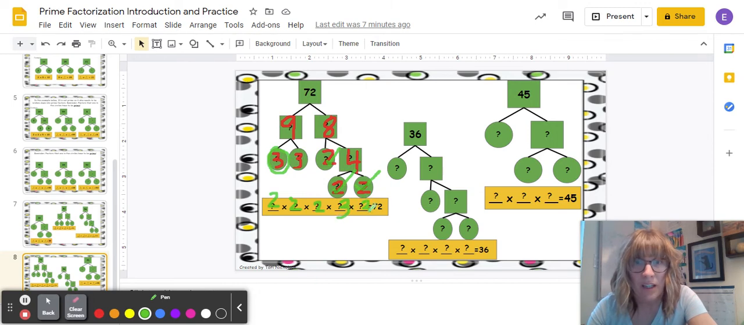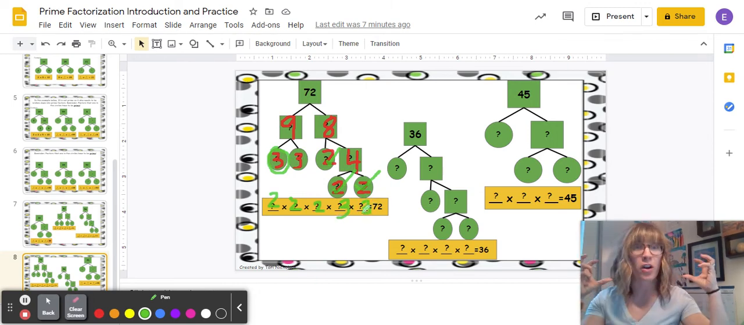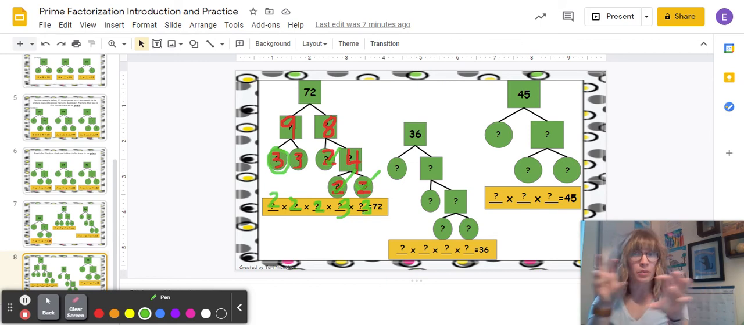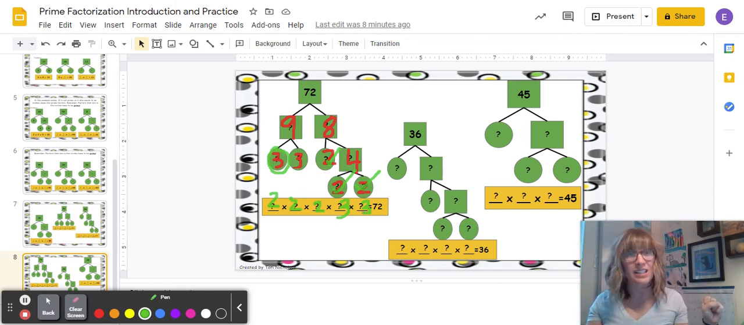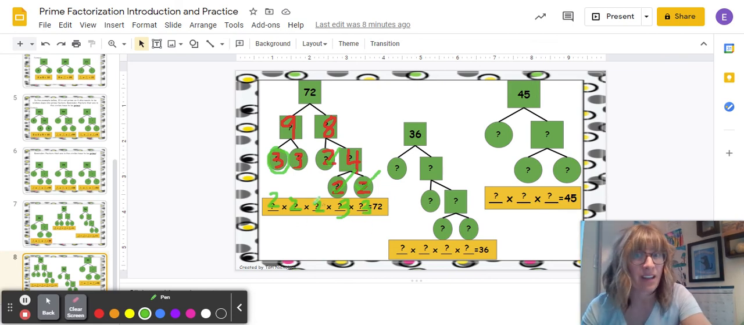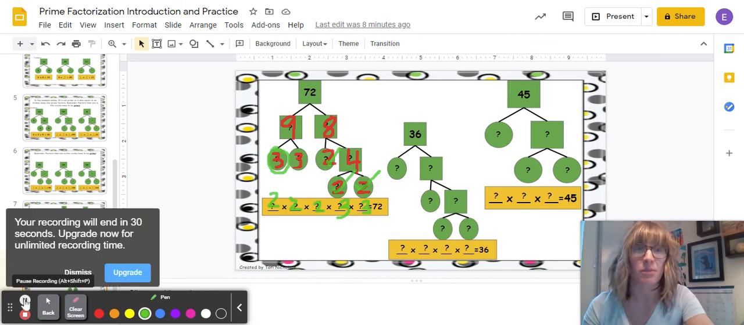So this is the specific string that no matter which order you multiply them in, if you went from biggest to smallest or whatever, when you multiply 2 by 2 by 2 by 3 by 3, every time you're going to get 72. So this composite number of 72, its specific prime string is this right here, and it's unique only to the number 72.